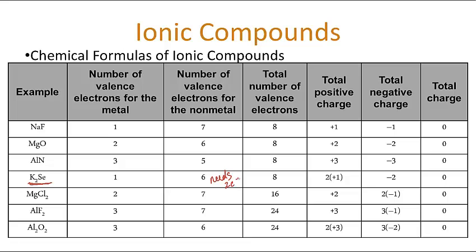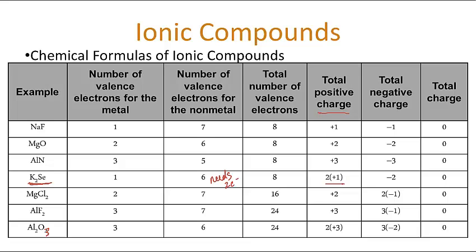So Se needs 2 electrons. Well, 1 potassium isn't enough. So what we have to have is 2 potassiums to balance it out. So what we see here is total positive charge: 2 times the plus 1 evens it out. So all of these you'll see equal out to 0, except this last one. That should be a 3 right here. That's a mistake. All right.